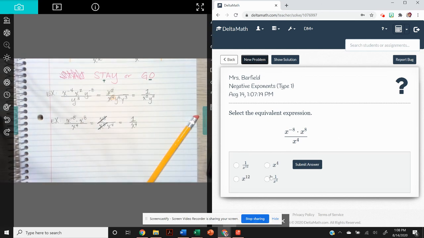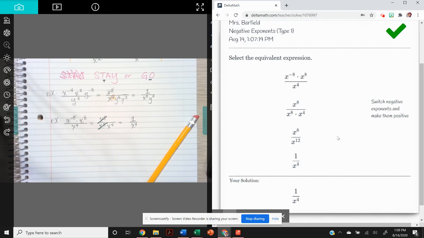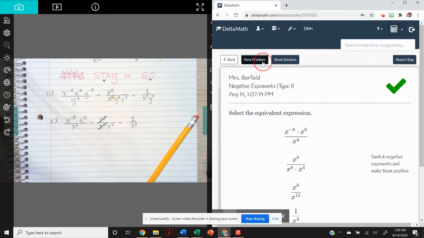All right, so we look over here. I got it. Okay, submit my answer. Yes. There you go. Okay, you can see here with Delta Math, and this is fine too. He went ahead and added 8 plus 4 and got 12, and so he had an extra step. Okay, so we actually were able to do the problem in one less step. All right, one more.